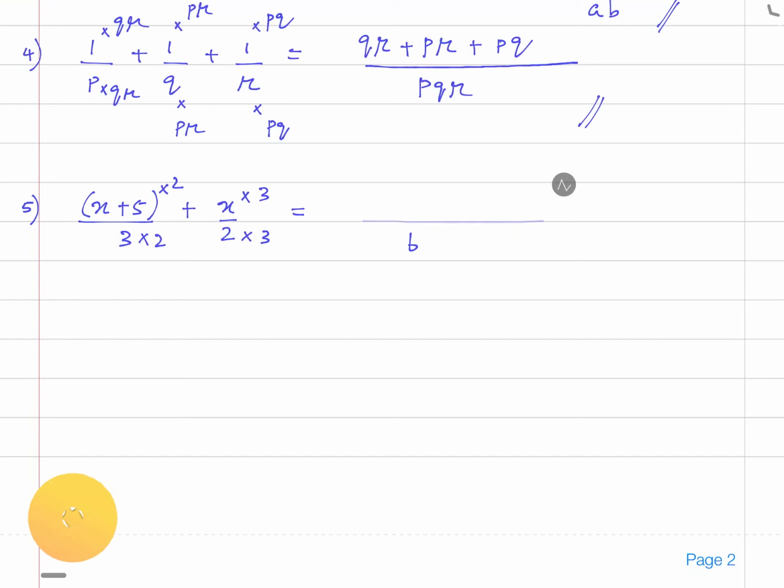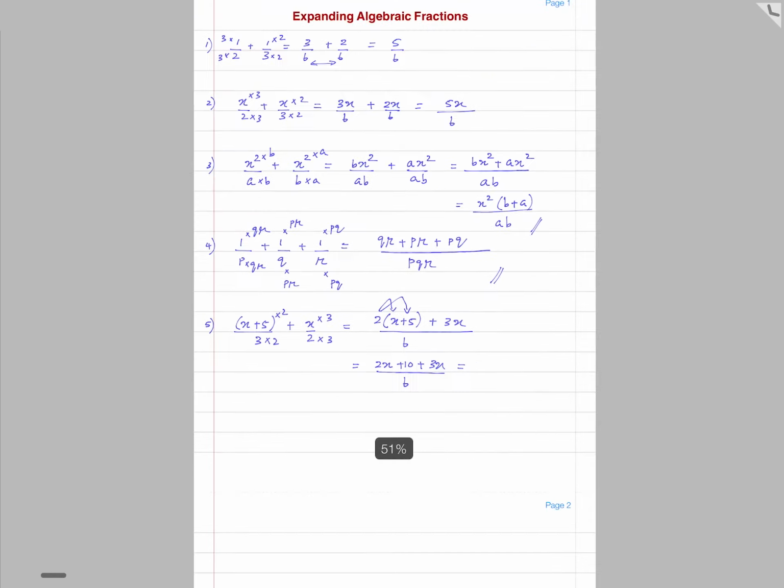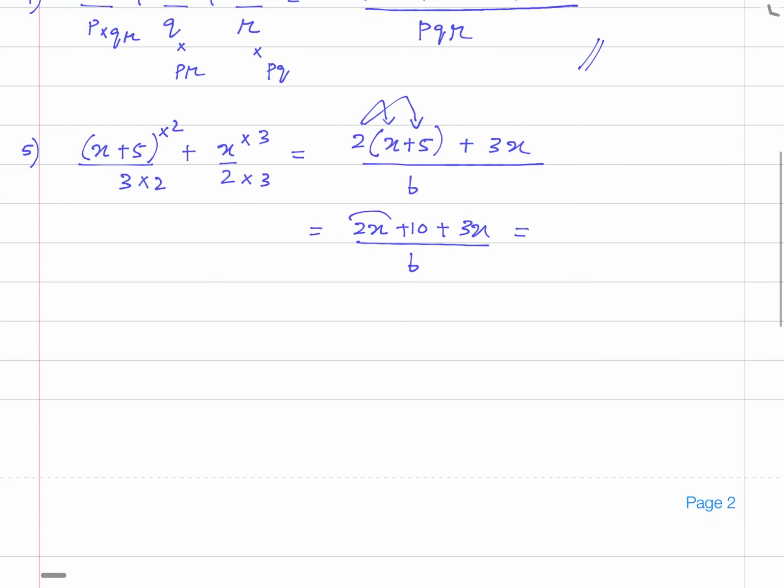So if you work out the numerator, you get 2 times (x plus 5) plus 3 times x. Now you can simplify the brackets like this. So that would be 2x plus 10 plus 3x, the whole thing divided by 6. Then you can see here 2x and 3x are similar kinds of values, so you can add these together: (5x plus 10)/6.